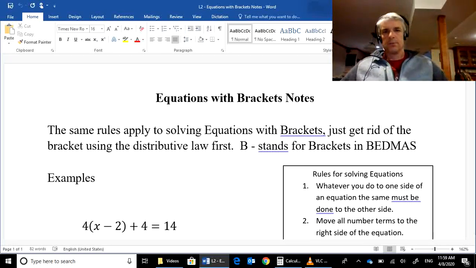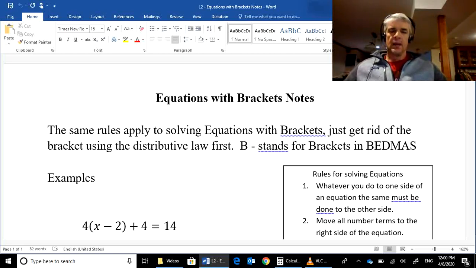All right, well, welcome to our second lesson on equations, equations with brackets. So this is lesson 2 in the unit on equations. The same rules apply for solving equations with brackets. There's one really big difference, which is that we must deal with and remove the brackets using our distributive law or distributive property.